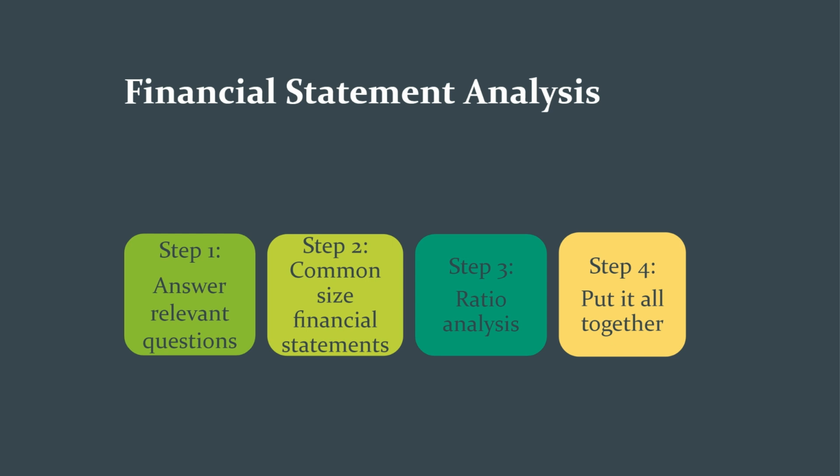Now, just a short recap on the financial statement analysis process that we follow as the accounting analyst. There are 4 steps involved. We answer some relevant questions, we perform common size financial statement analysis, ratio analysis, and then we put it all together to sum up our findings from the previous 3 steps. I will apply these steps to performing earnings quality analysis.